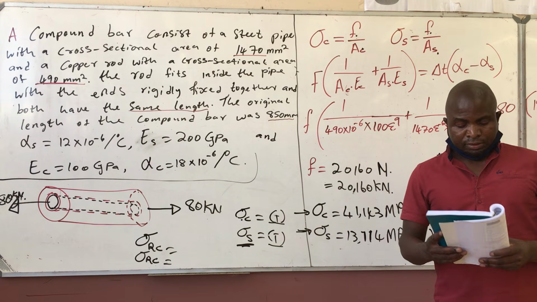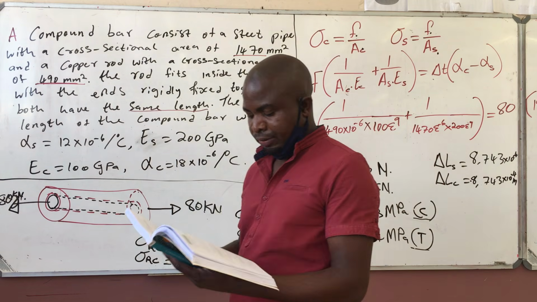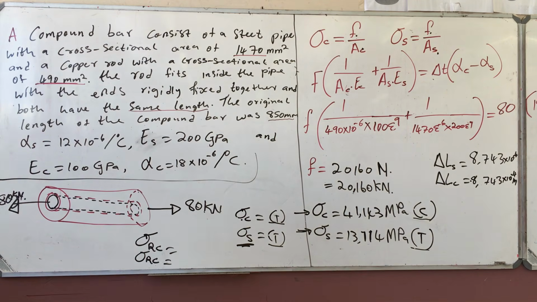So number 6, it's your homework. Number 6 is your homework. Tomorrow when you come, we are going to do the correction of this homework and the one of yesterday, which you did not do.